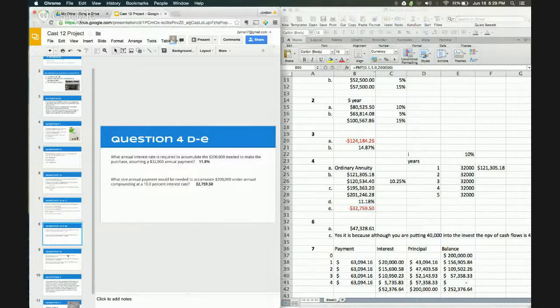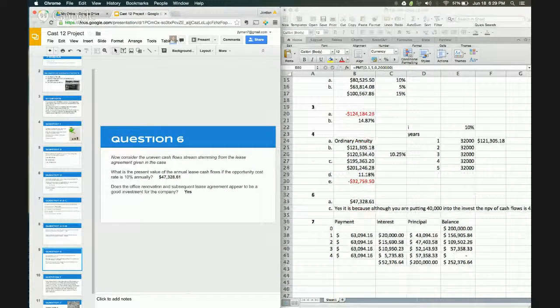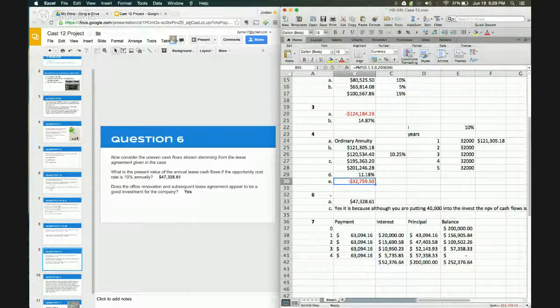Now we're going to move on to question 6. It says, now consider the uneven cash flow streams stemming from the lease agreement given in this case. What is the present value of the annual lease cash flows if the opportunity cost rate is 10% annually? If we come over to Excel, we look at 6A.